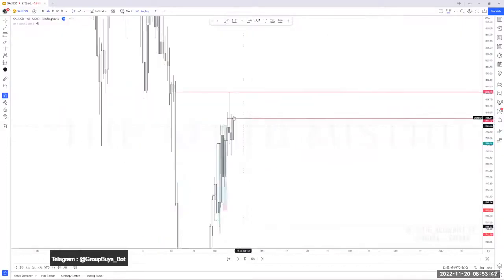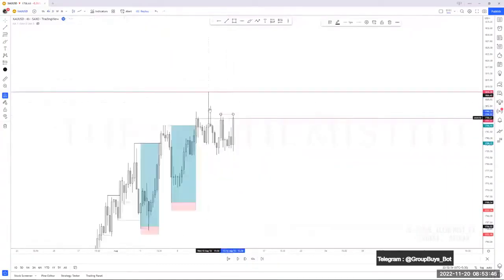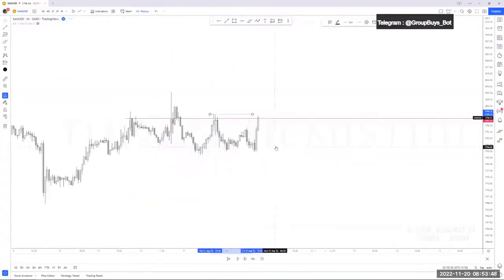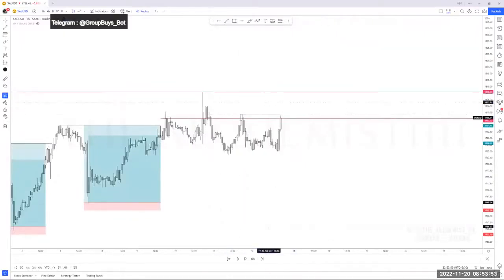So we did not have anything on the daily, just a long wick. On the 4 hour, just a long wick. On the 1 hour, we had this. Can you see a resistance? Right here.